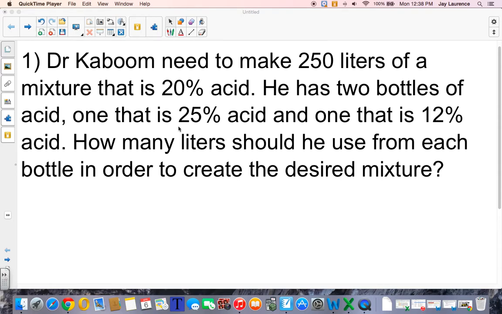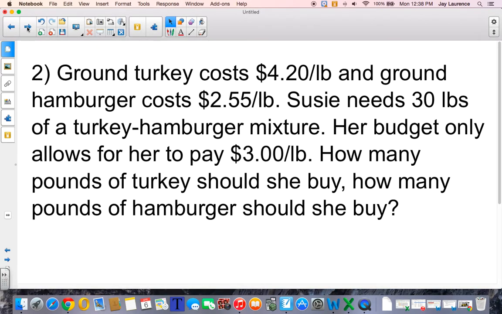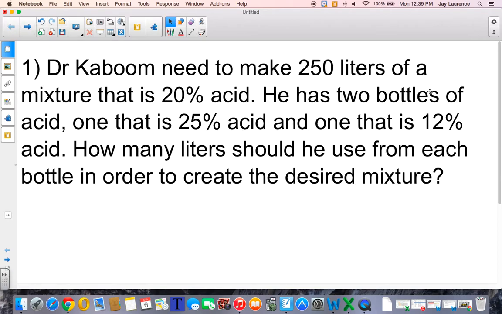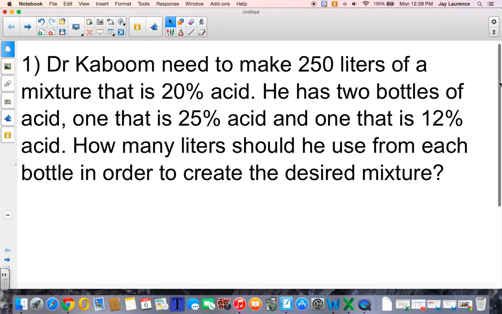Anyway, let's get down to it. I'm going to do 2 types of problems. I'm going to do a chemistry problem and I'm going to do a mixture with something costing price per pound. They're the same problem. They're done very much the same way.